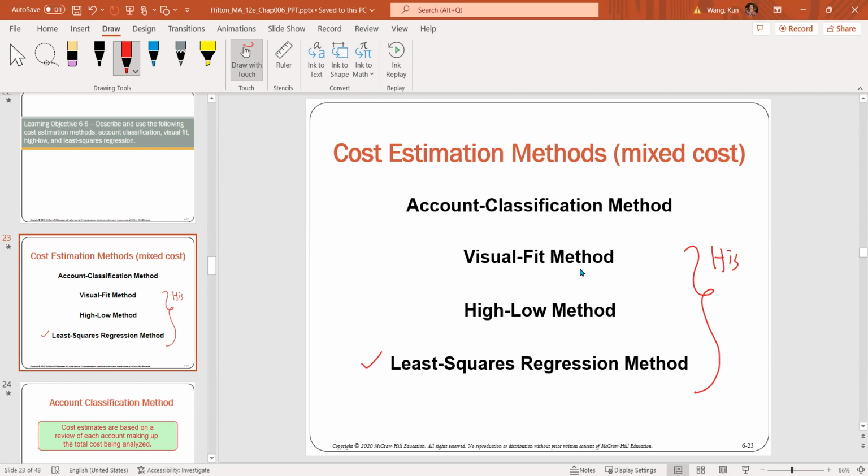How about if I'm making a new product or brand new service? I don't have historical data. So how can I know the variable cost and fixed cost? Then you need to analyze the cost contents, which we call account classification. What are the required cost inputs for the new product or service? So I can identify which items are direct and indirect. We call it the engineering or account classification method, and that's for new products.